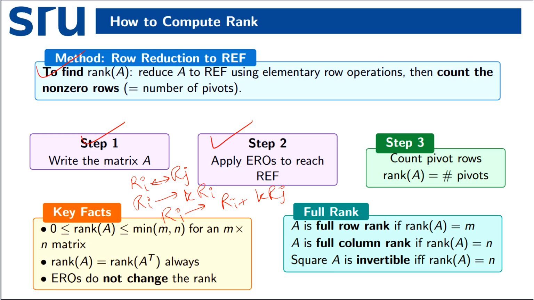In step 3, we count the number of pivot rows or non-zero rows. That number is basically the rank of the matrix.